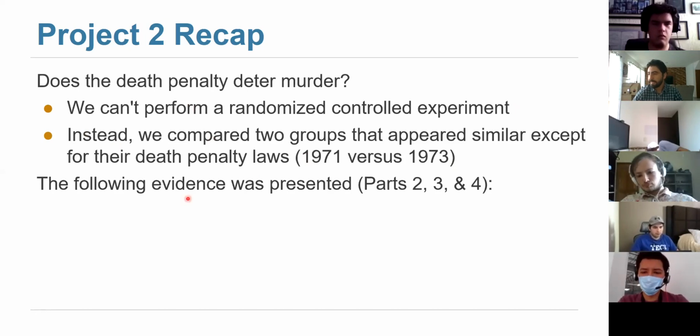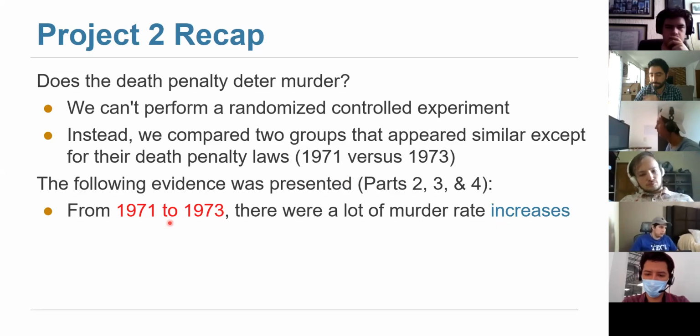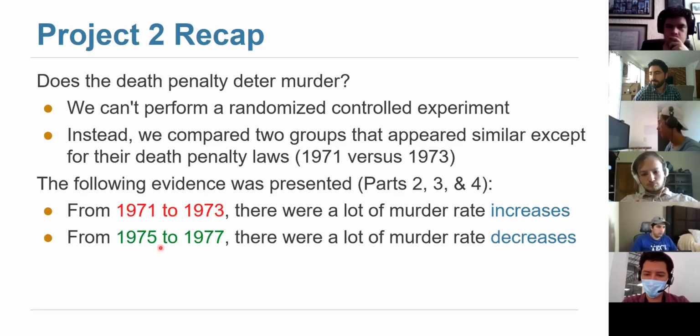The following evidence was presented in parts 2, 3, and 4: from 1971 to 1973 there was a large murder rate increase in that period with no death penalty. And from 1975 to 1977 there was a large murder rate decrease, a period in which there were death penalty rules. Having this, we were trying to see if there is any correlation between death penalty law and murder rate.